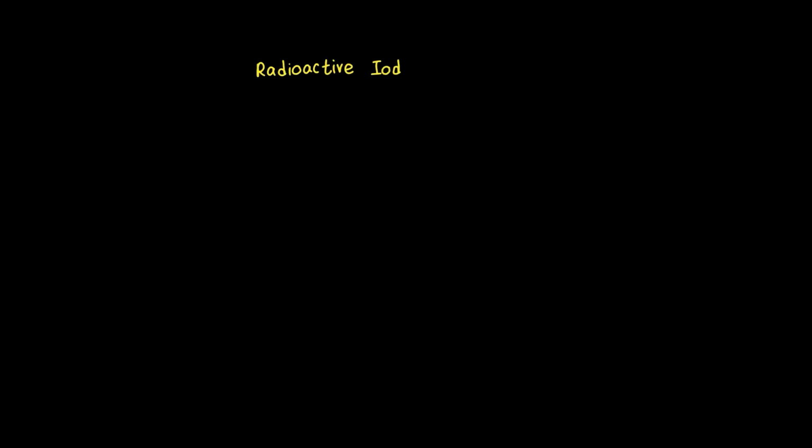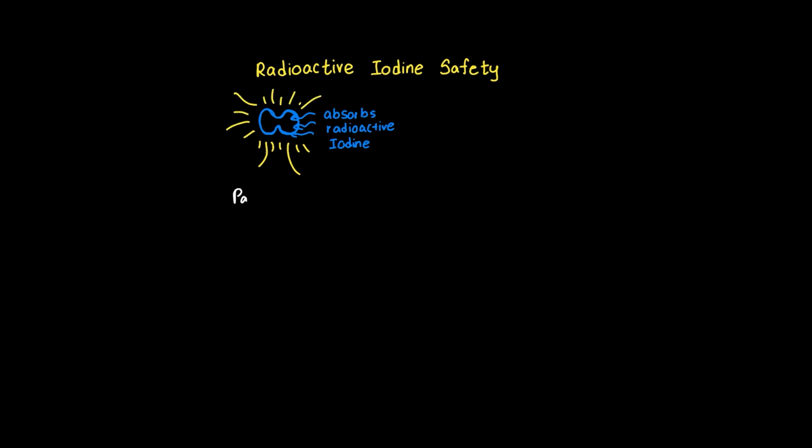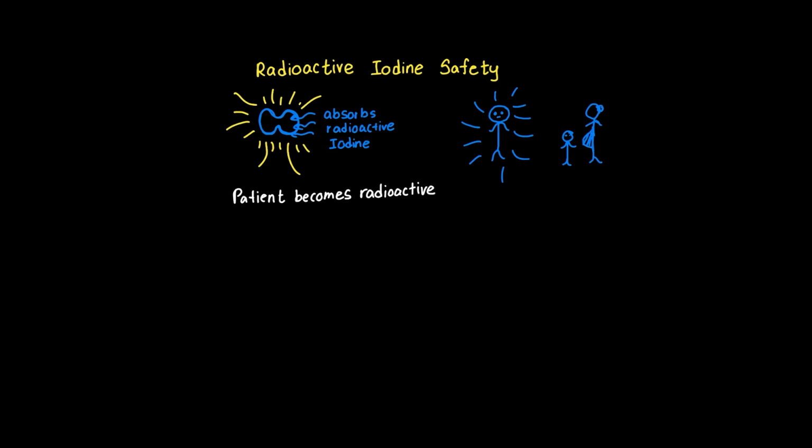Radioactive iodine therapy safety focuses on protecting others from radiation exposure after treatment. The thyroid gland naturally concentrates iodine, including the radioactive isotope given for hyperthyroidism treatment. After swallowing the radioactive iodine capsule, patients become temporarily radioactive themselves. They emit gamma radiation that can affect people nearby, especially vulnerable populations like children and pregnant women.